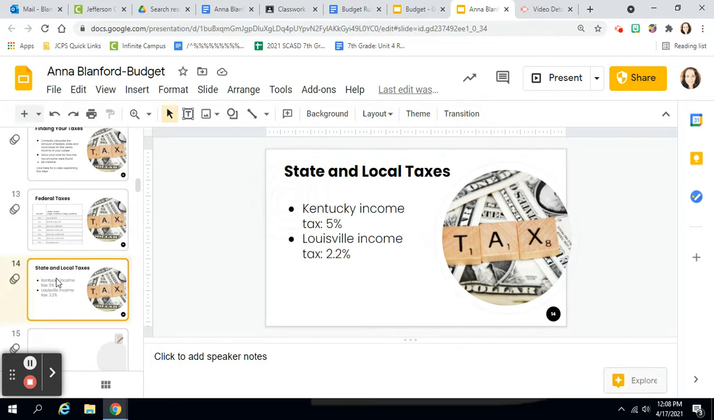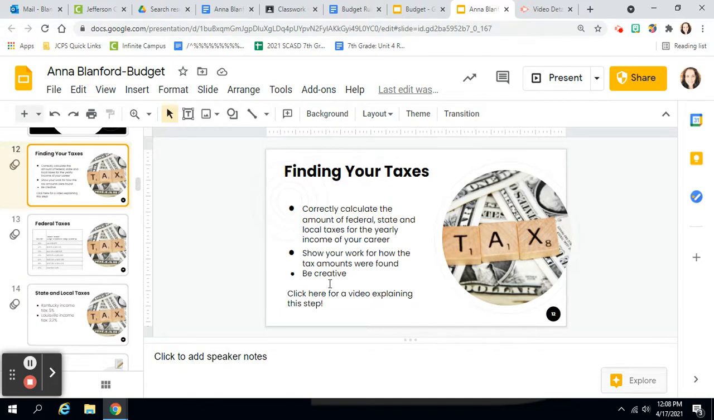You also have to figure out your state and local tax amounts. This one's a little bit easier because they're called a flat tax. That means Kentucky simply takes 5% of your income, and Louisville, the city, takes 2.2% of that income. For this part of the project, you're going to have to figure out what that percentage of your income is for all three areas. You also need to make sure that you're showing your work and try to be creative.